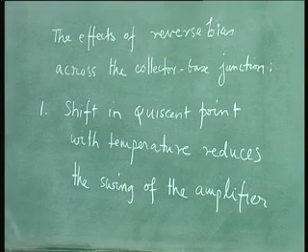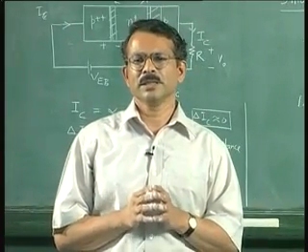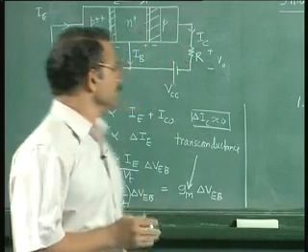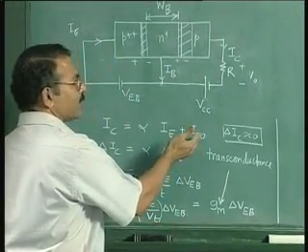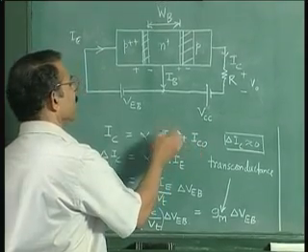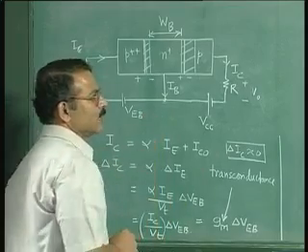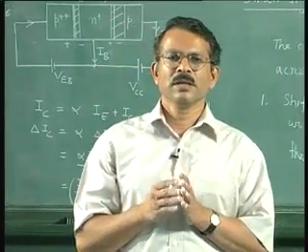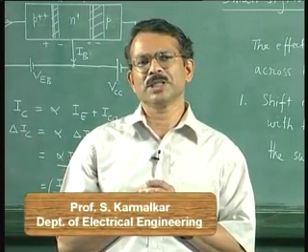This is one effect of the reverse bias across the collector base junction. Now this is happening because this IC0 cannot be controlled by any means. It is dependent on temperature and cannot be controlled. Even if I want to maintain IE constant, I cannot control this IC0. So this lack of control of the current that is coming about because of reverse bias is the cause of this shift in quiescent point with temperature.